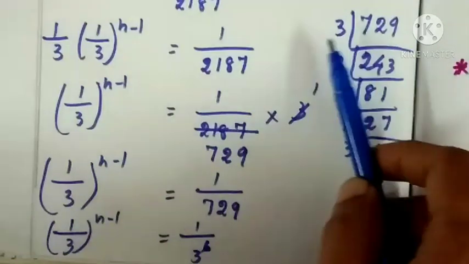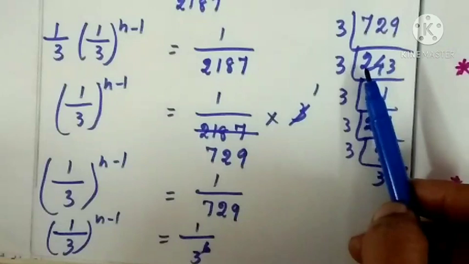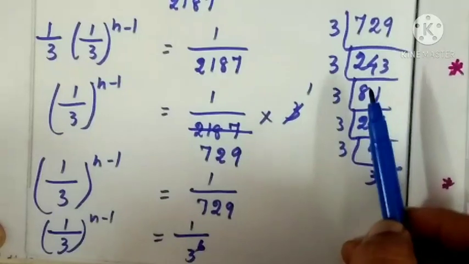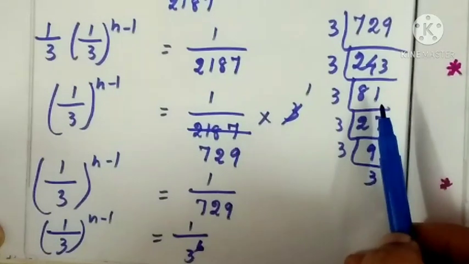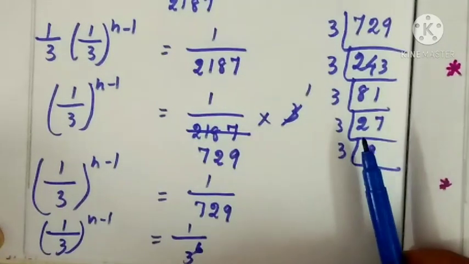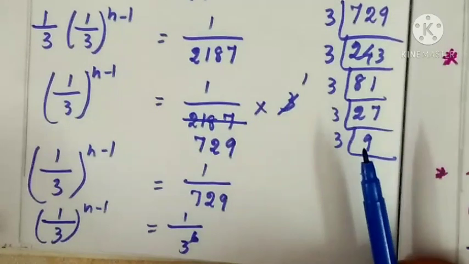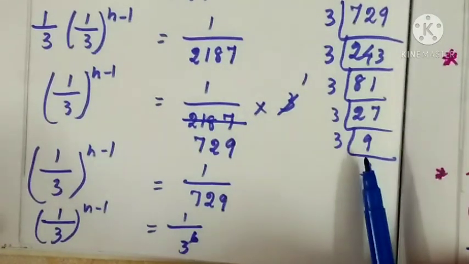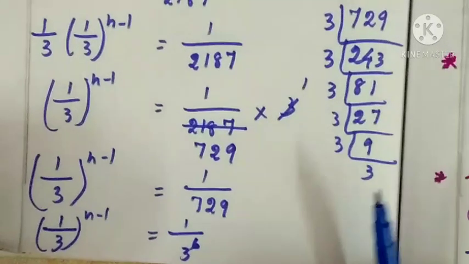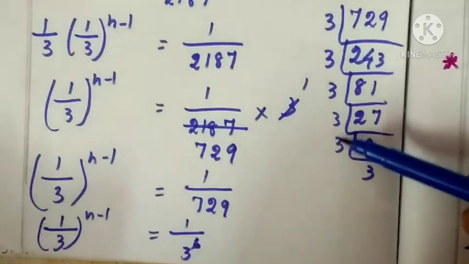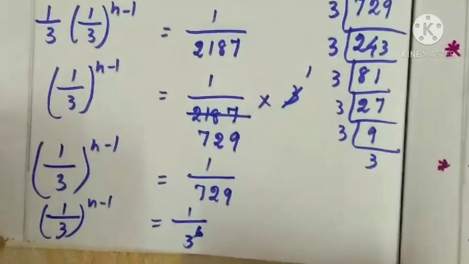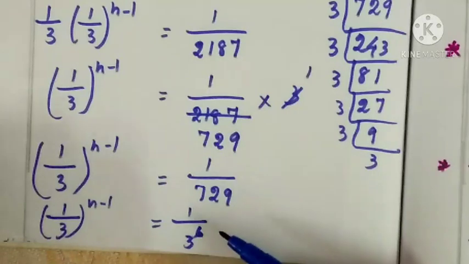which means we get, put the 3 table: 2 3s are 6, remainder 1, 4 3s are 12, 3 3s are 9, then 8 3s are 24, 1 3 is 3, then 81 comes 27 times in the 3 table, then 27 comes 9 times, then 9 comes 3 times. Now you have to count the number of 3s, that is 1, 2, 3, 4, 5, 6. Therefore, here you have to write 1 by 3 power 6.